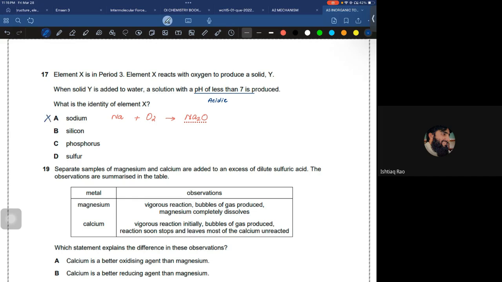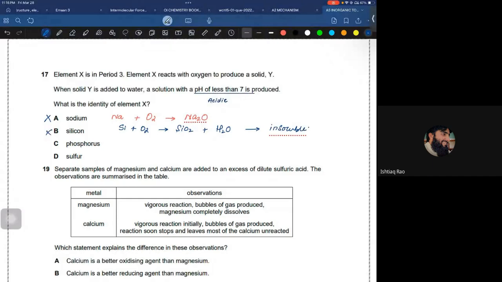B, silicon. When silicon reacts with oxygen, it forms silica, silicon dioxide. When silicon dioxide is dissolved in water, silica is insoluble in water because it's a giant covalent structure. It's insoluble in water.